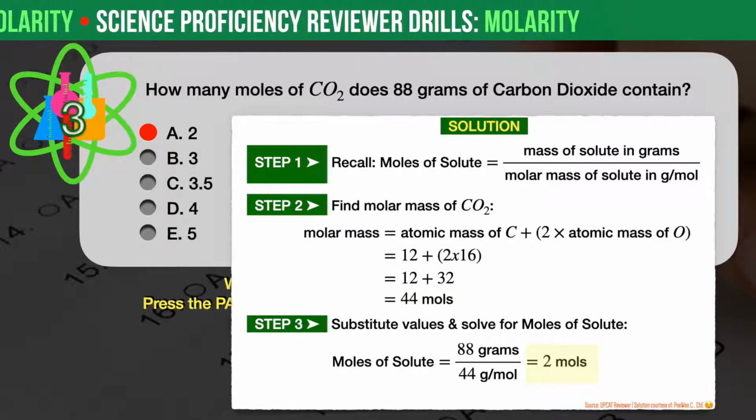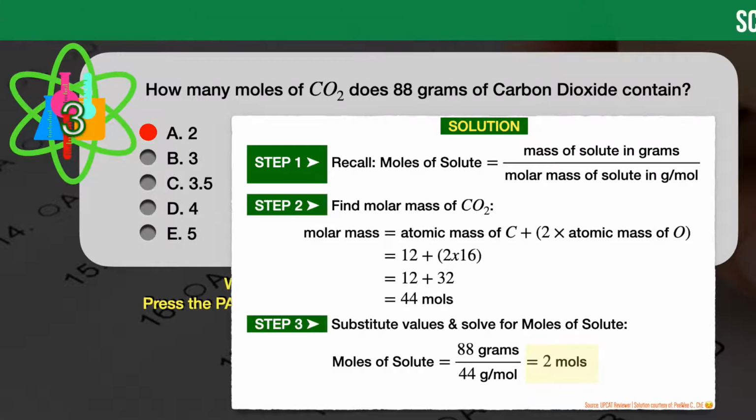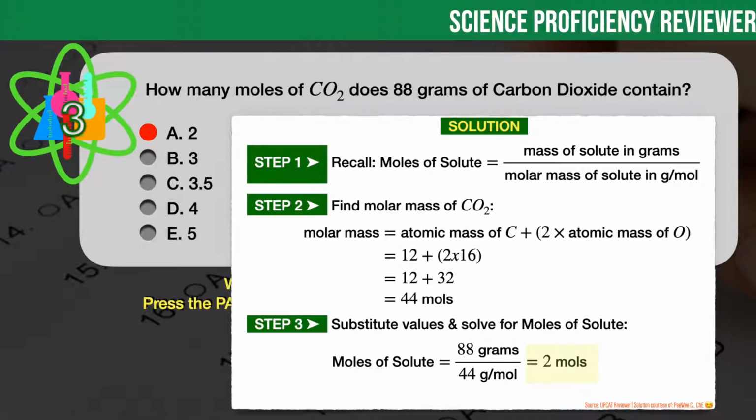For our final step, we substitute the given mass of CO2, which is 88 grams, and our computed molar mass of CO2, which is 44 grams per mole. We should quickly arrive at 2 moles as our final answer.